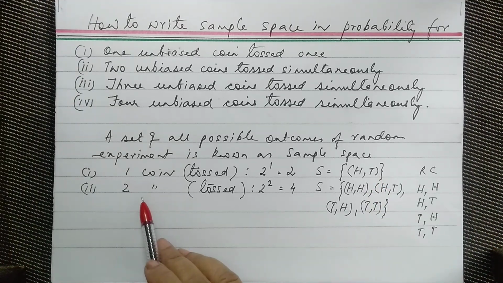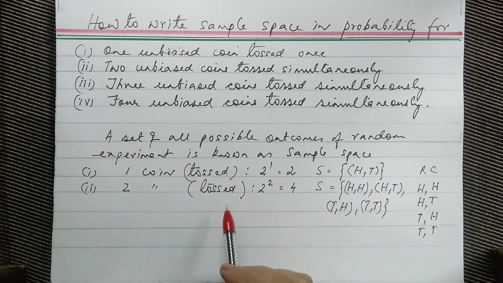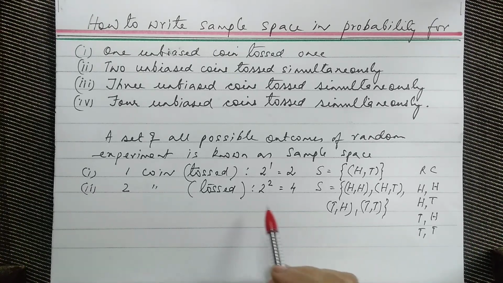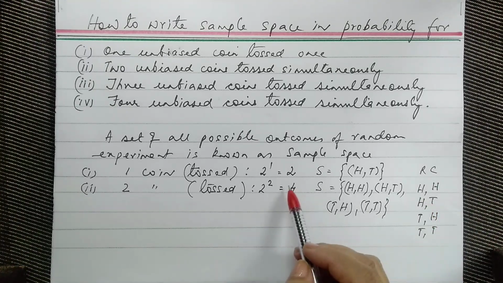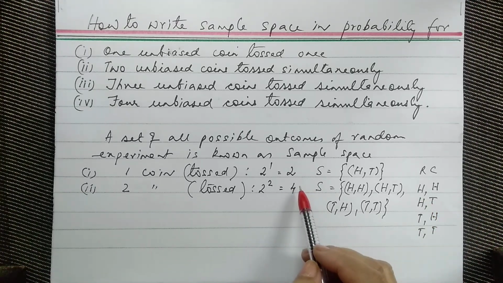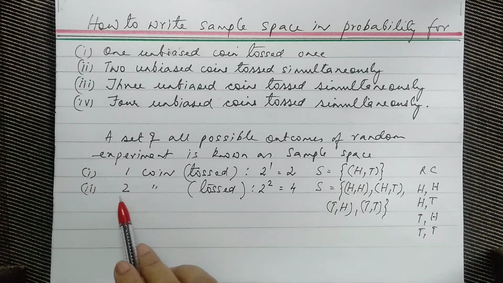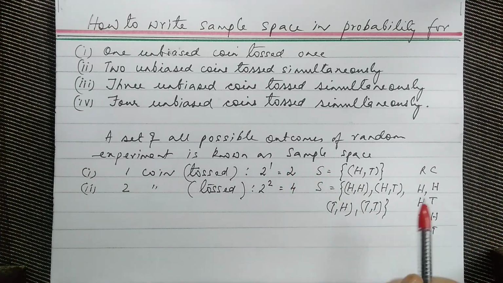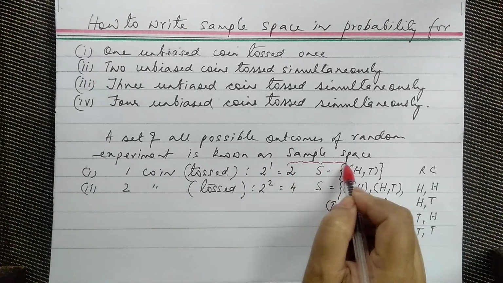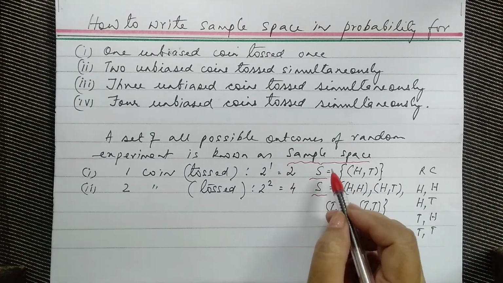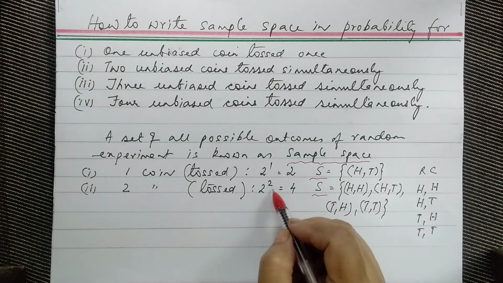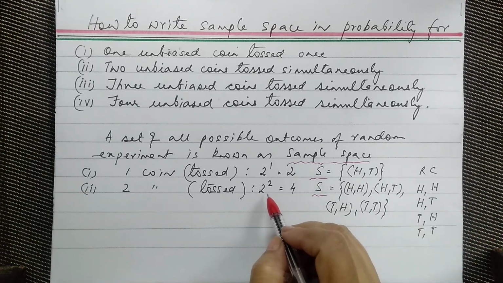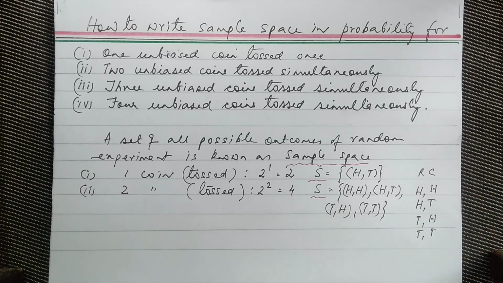On the contrary, when you are tossing 2 coins simultaneously, we get 4 outcomes in total in the sample space. This is the sample space, and this represents the short form of sample space. Since we have 2 coins and 2 options, head and tail, 2 to the power 2 gives us 4, right?